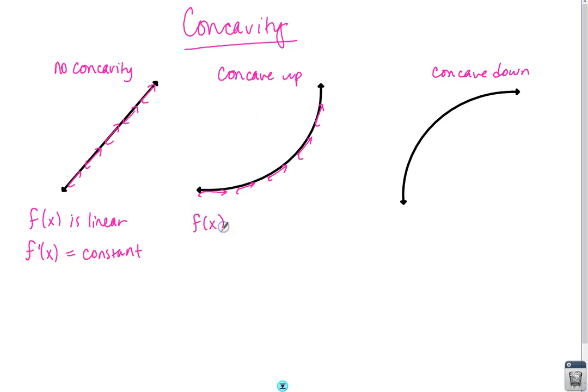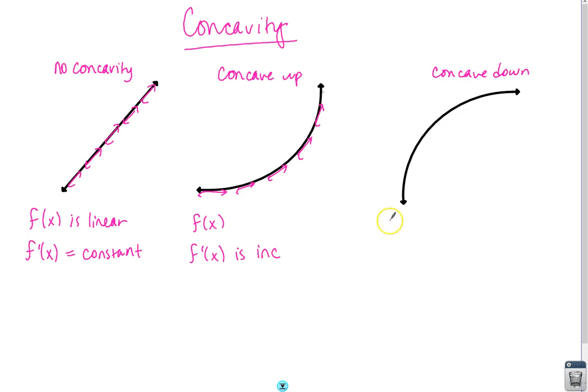Here, I know that f of x is increasing, but I don't really know what else. But if I look at f prime of x, I look at my slope. So my slope here versus here, as I move to the right, my slopes are getting a little bit higher. They're increasing. So in this case, f prime of x is increasing. Do you guys see that? Because if I were to draw a bunch of little tangent lines, my slopes are getting progressively higher.